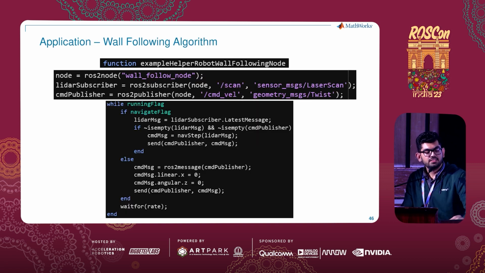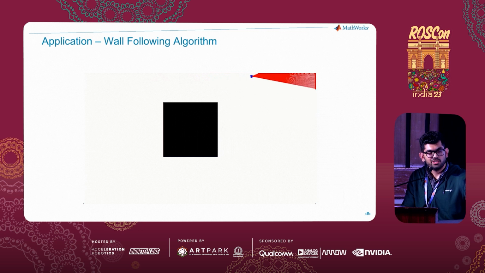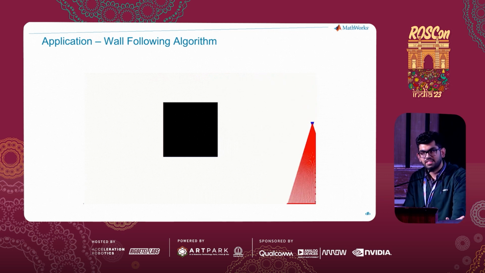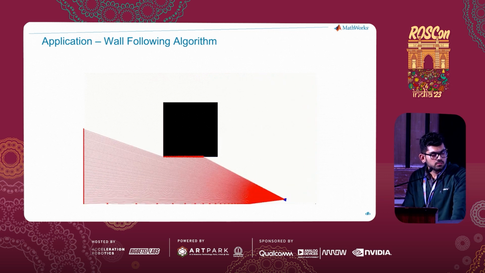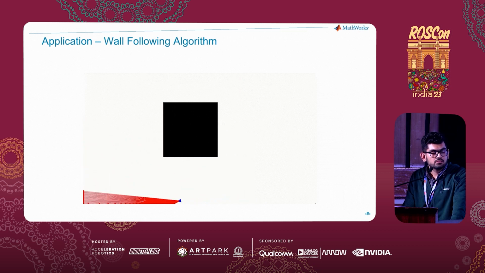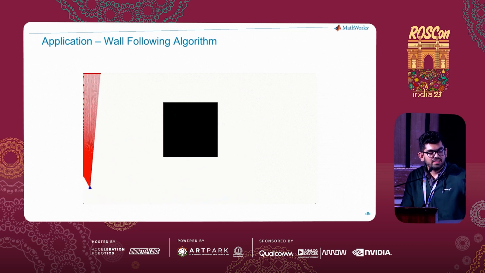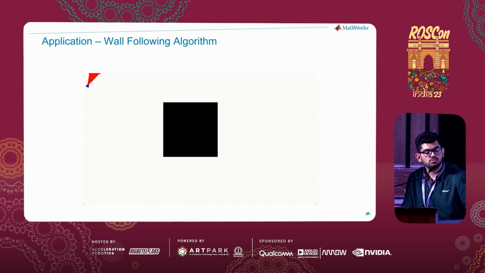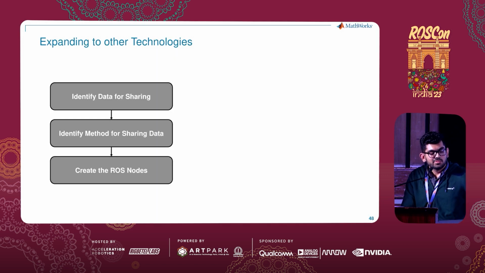Let's move on to the application of it, which is a simple wall following algorithm. We want to get the scan data, apply some logic on it, and give some velocity commands to the robot. So once we do that, we can see the simulation, the robot is moving according to the velocity commands that we gave. Okay. Overall, we can see how these 3 steps apply to integrate a simulator with a ROS engine.